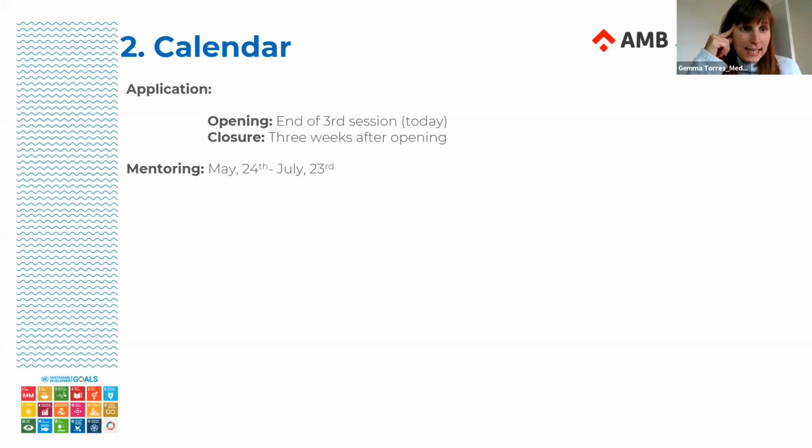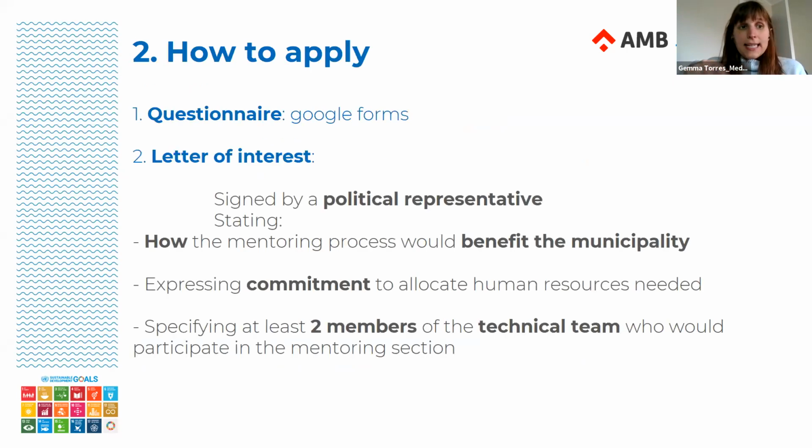So the calendar: the opening of this, you can start applying. I will put in the chat now the Google Forms that you have to fill in to apply for this section. You can start applying today, and then the closure will be in 3 weeks. The mentoring process will run from the end of May until the end of July, okay?